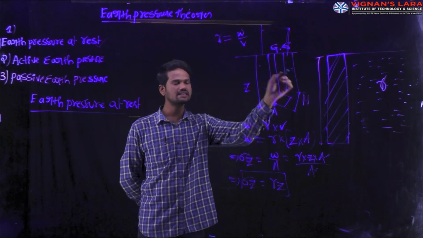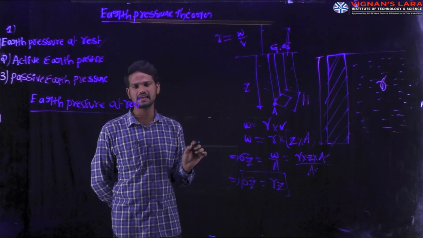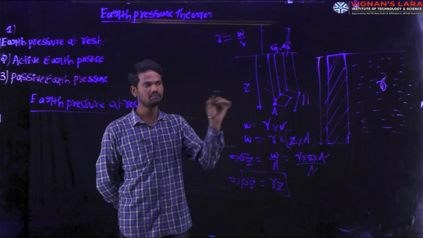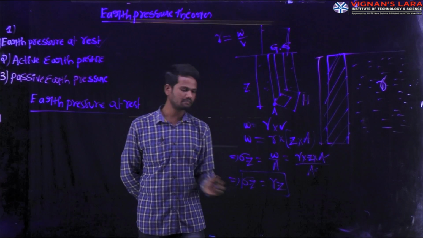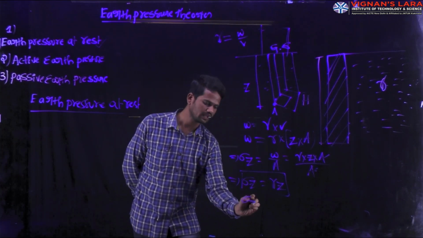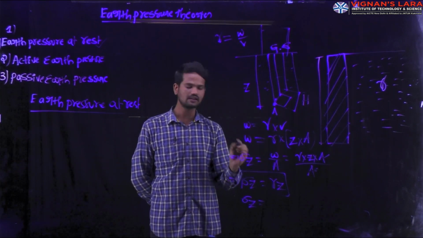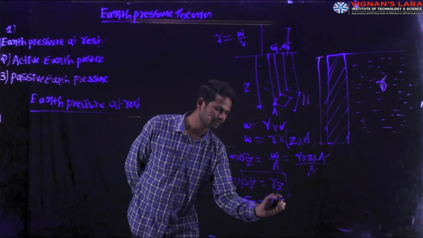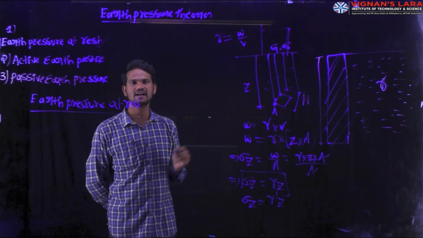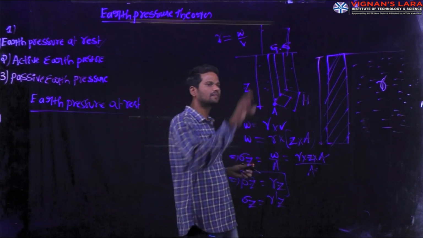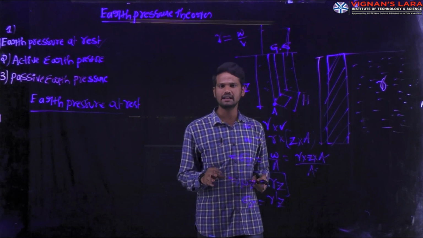Otherwise, if the soil is completely filled with water, in those conditions we call it a submerged condition. That means the unit weight of the soil mass we take as gamma prime, or gamma submerged. In those conditions, the vertical stress at a point A at a particular depth Z is gamma prime into Z, whereas in dry condition we have to take this value as gamma D.